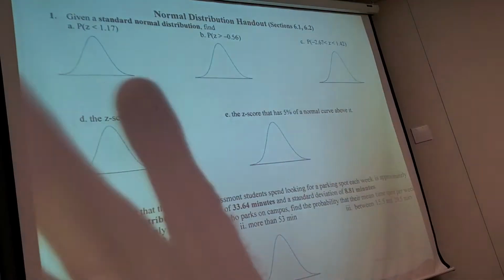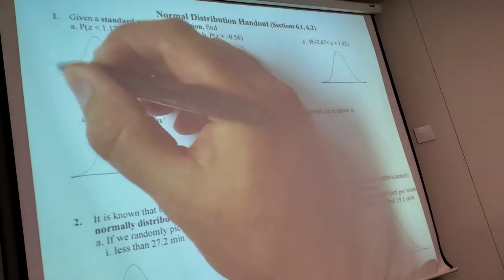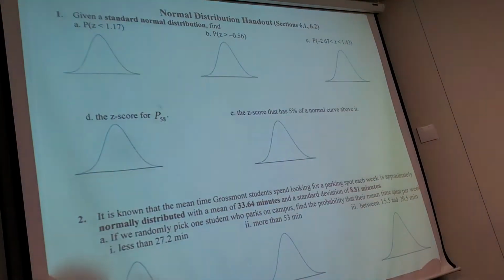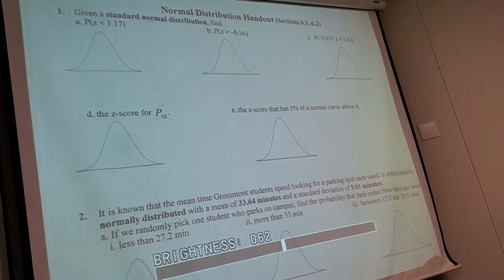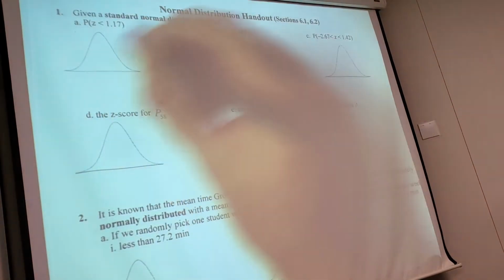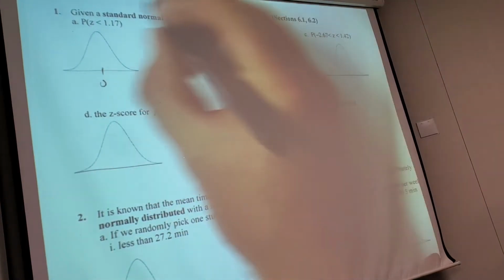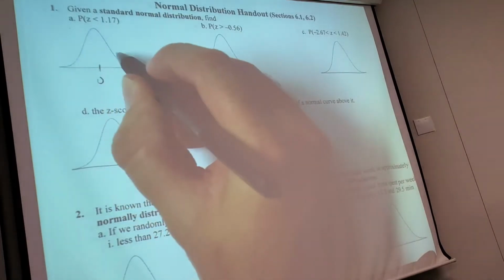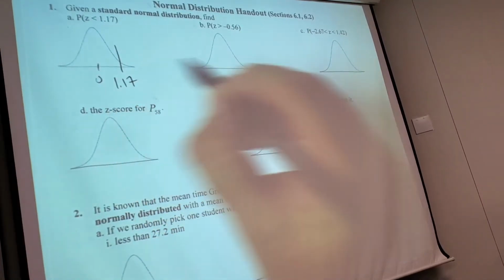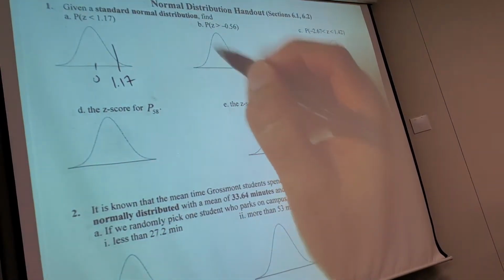A few things I want you guys to get really used to with this. I made this picture for you. I'm not going to always do that. So you have to be able to make yourself a little normal curve. Hopefully it shouldn't be that hard. What goes in the middle of this one, of course? 0, because we're talking about z-scores. Where's 1.17? Up here somewhere. Is that cool? And where am I going to shade?